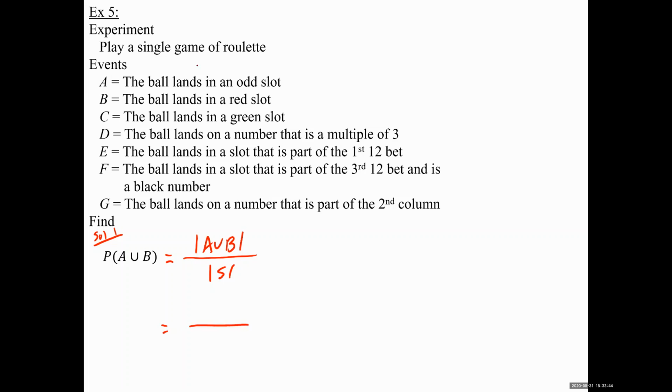A stands, so we're playing roulette. In this game, we're playing roulette. That means there's 38 things total because there's 38 slots total in a roulette game.